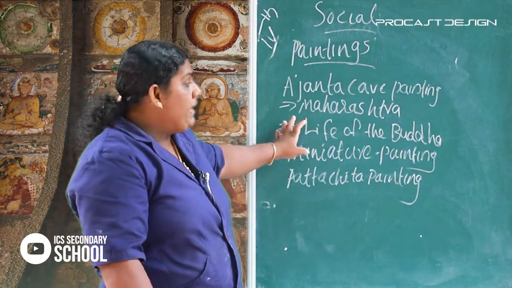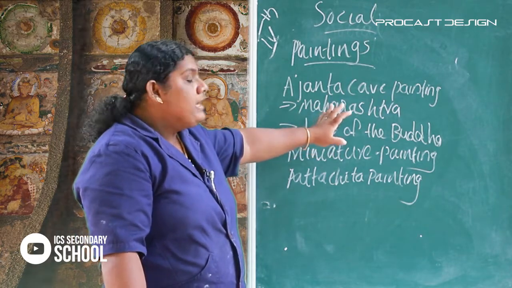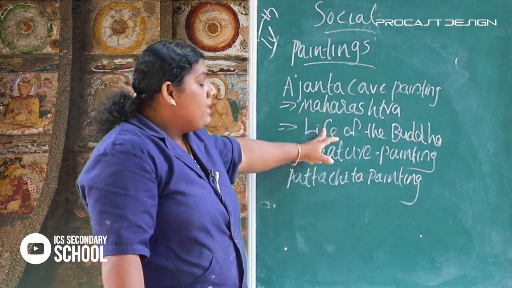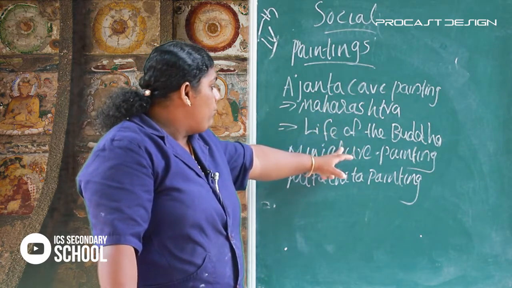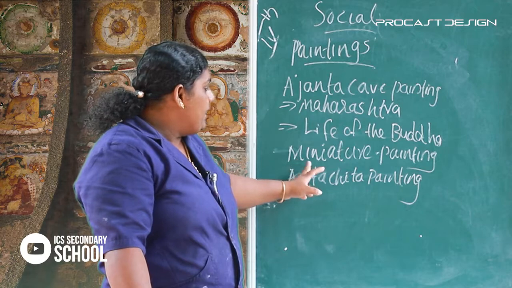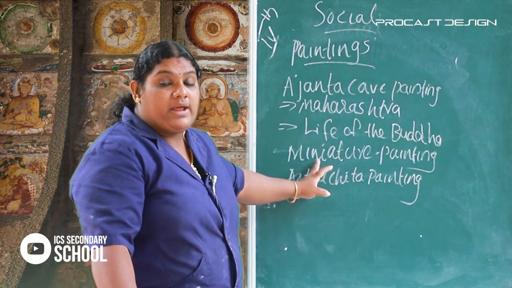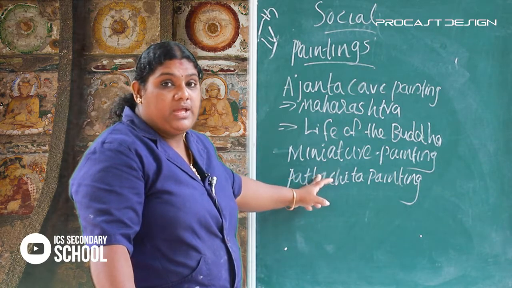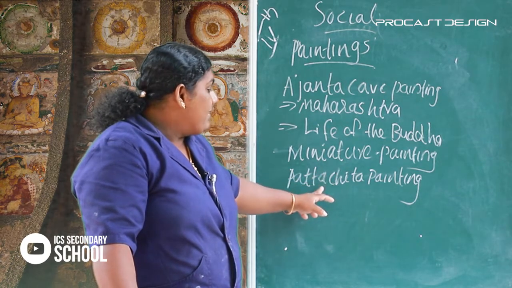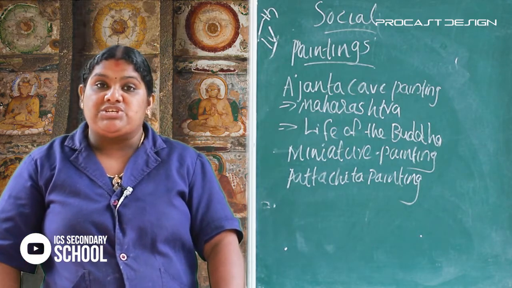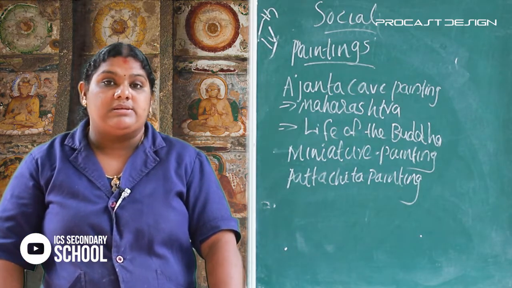Paintings: one of the important paintings is the Ajanta cave paintings. It is situated in Maharashtra. This painting shows scenes from the life of the Buddha. Then another important painting is miniature painting. Miniature painting has enriched our knowledge of earlier times. Then Padachitra is a famous painting from Odisha, using vegetable dyes.